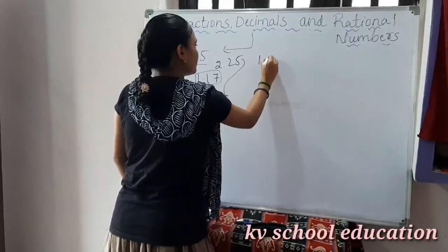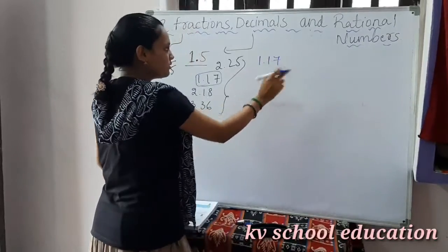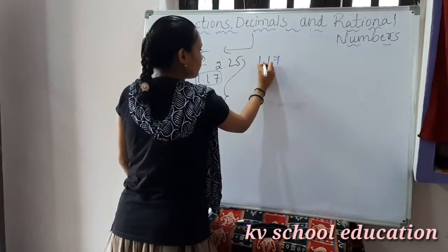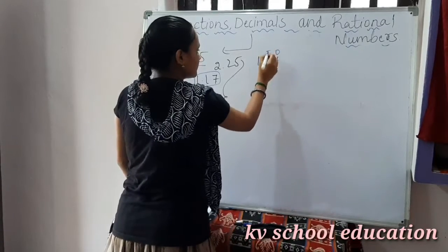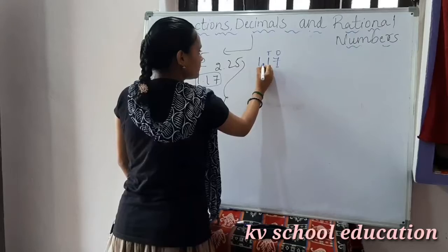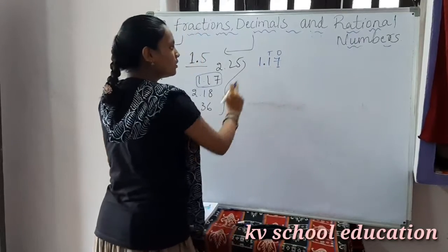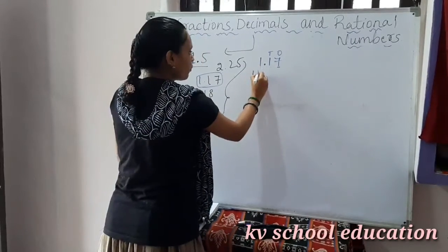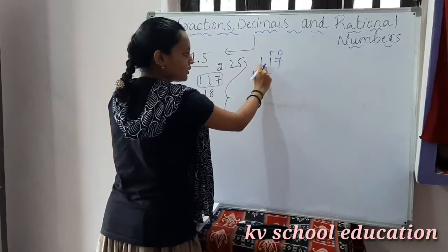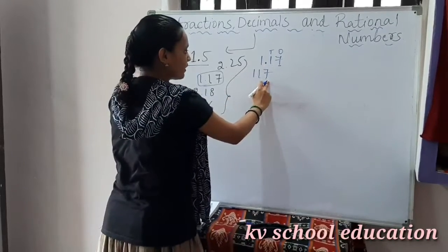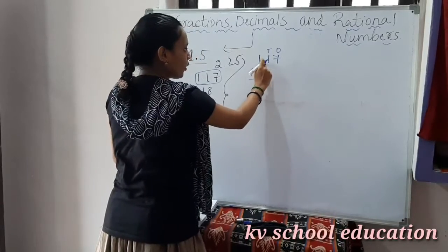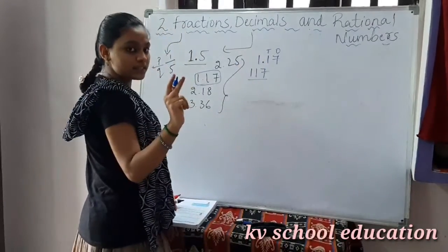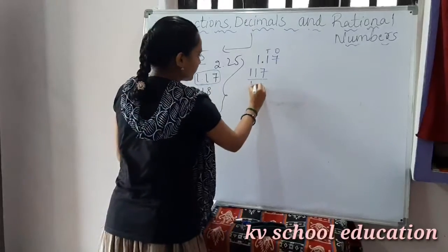So here 1.17. The same example we'll take. So here the point is after 2 digits. This is ones, tens. So after the 2 digits, the point is here. So 1.17, we should remove the point, 117 by. After the 2 digits, the point is here. So for 2 digits we should take 2 zeros. 1 0 0.